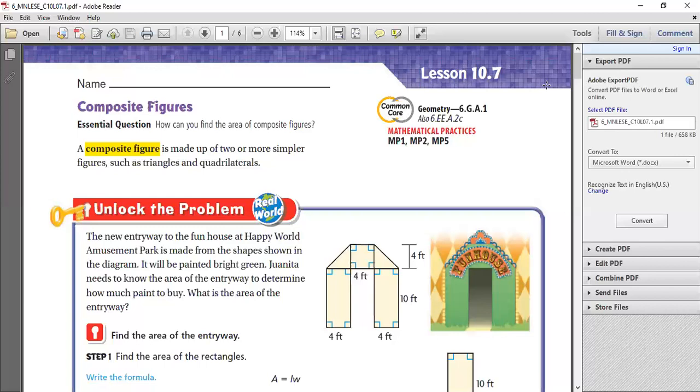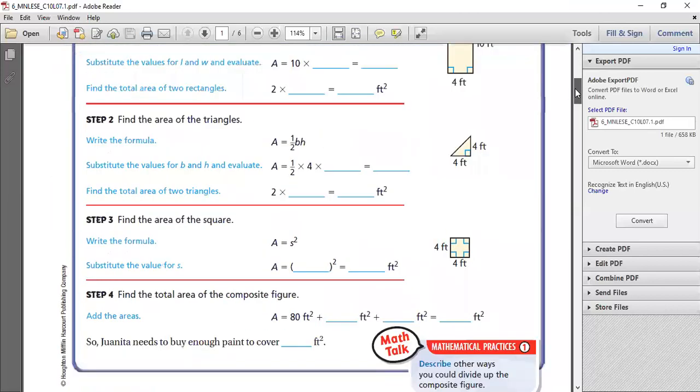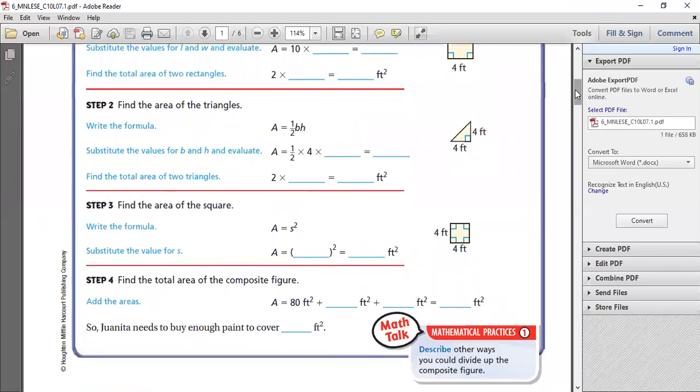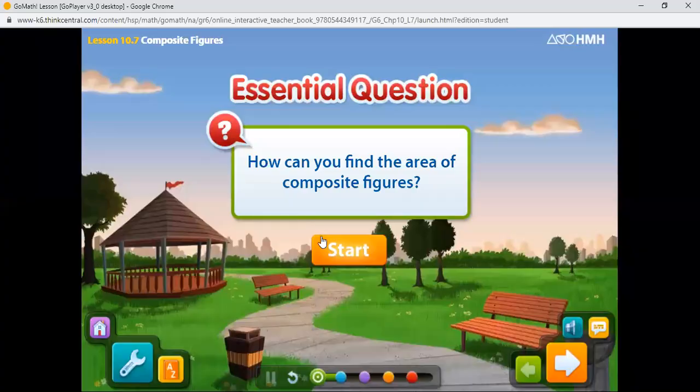Okay, so we already finished the first one, the unlock the problem. Yesterday we did this. So I hope it's a little bit clear for you how you need to be solving, or how you need to look at the question. So before we move on to the next one, let's see what the dog has to tell you for today, and then let's start doing the questions.